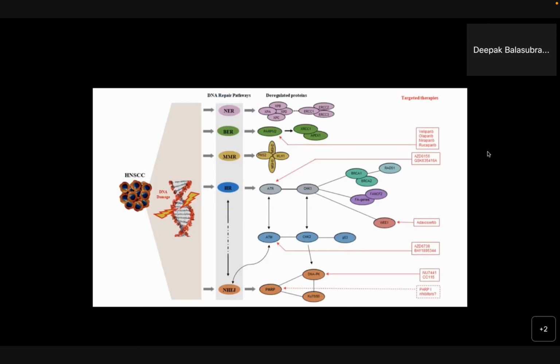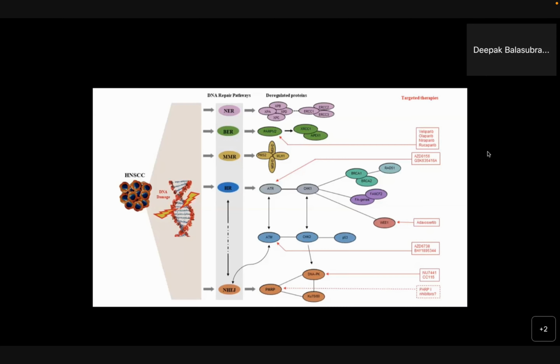Now, another interesting aspect is DNA damage caused by either exogenous or endogenous factors, and the way the body repairs this DNA damage. This DNA damage leads to DNA repair pathways, and this can lead to dysregulated proteins. These are potential targets for drugs because once you give these drugs, these cells die out. They don't progress into abnormal pathways to form tumor cells. So these are some of the targeted therapies.